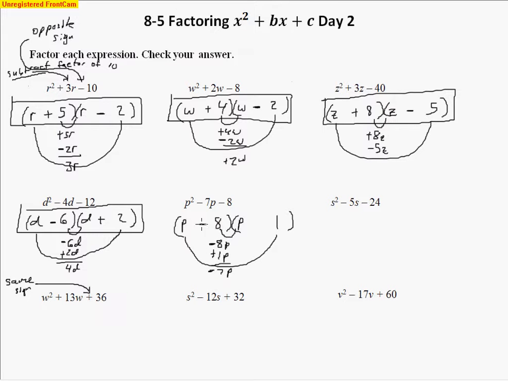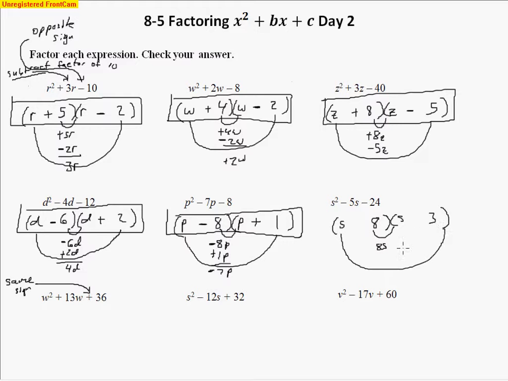So negative 8 right there and a positive 1. And that will end up working out. Well, looking at this one here, we've got numbers that multiply to make 24. So we're going to go with an s and an s to multiply to make s squared. Now, to subtract to make 5, let's try an 8 and a 3. So 8s and we have 3s do subtract to make 5s.